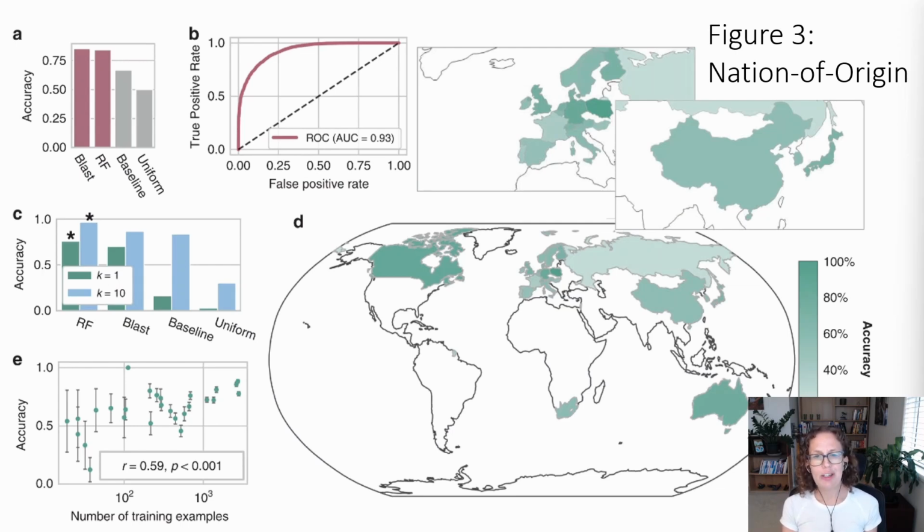Figure 3D shows a map of how the accuracy varies by country, and figure 3E shows that this is somewhat dependent on the number of training examples, not surprisingly. So countries where very little data has been put into the AddGene database, the model is not very accurate at predicting them, whereas countries that have shared a lot more data, there's higher accuracy in predicting them.